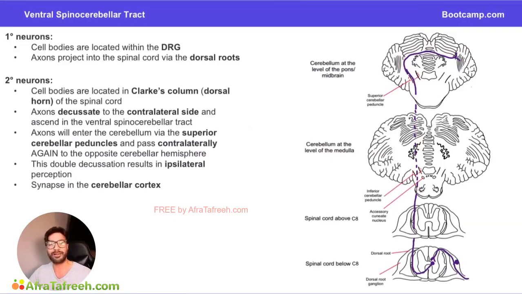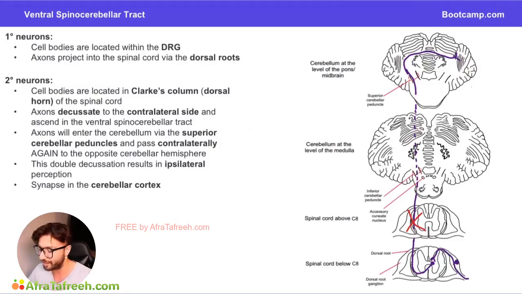If we were to have a lesion in the spinal cord above the level from where it came in, let's say we have a lesion at around C8, we're going to see contralateral effects to that lesion, contralateral sensory deficits, because we decussate once and then we've lesioned the spinal cord after the decussation. So now the sensory deficits are going to be on the contralateral or the opposite side.